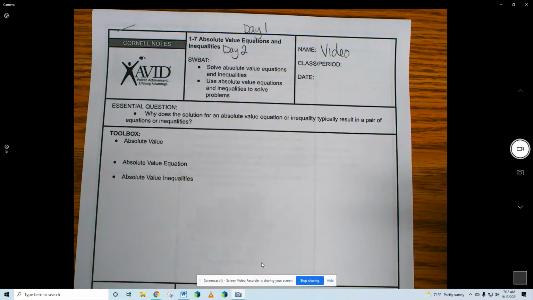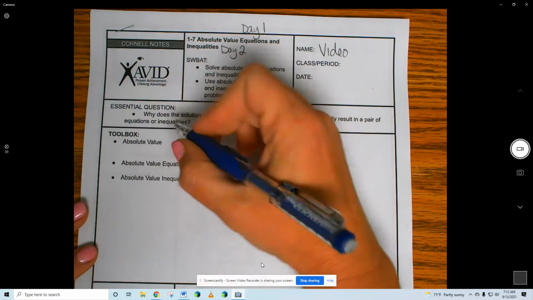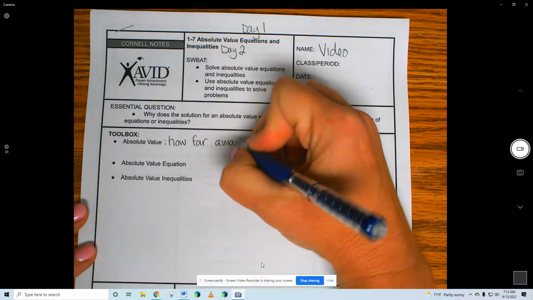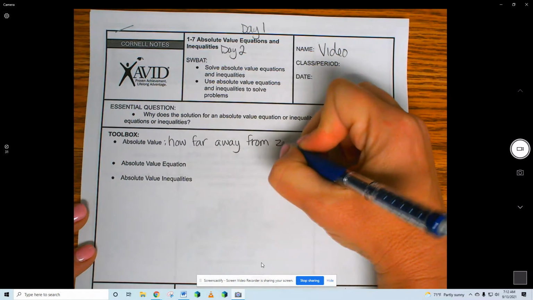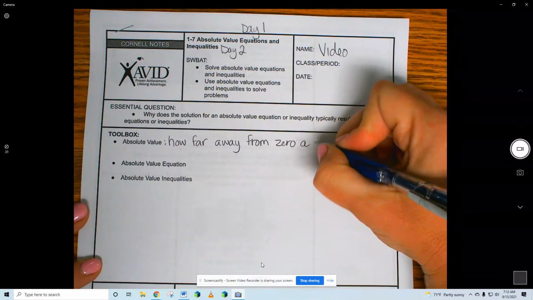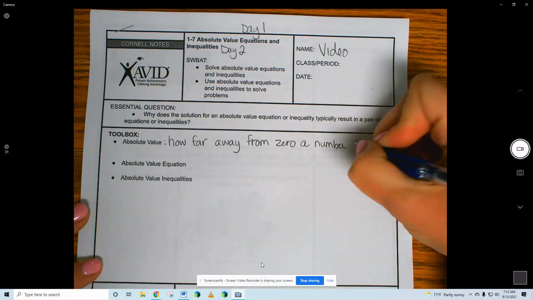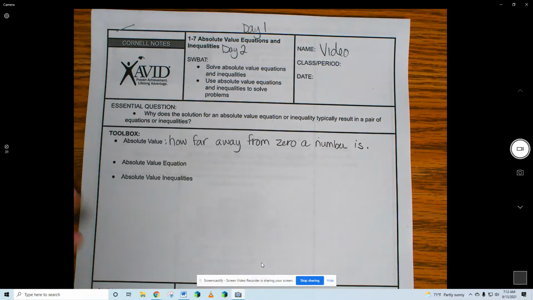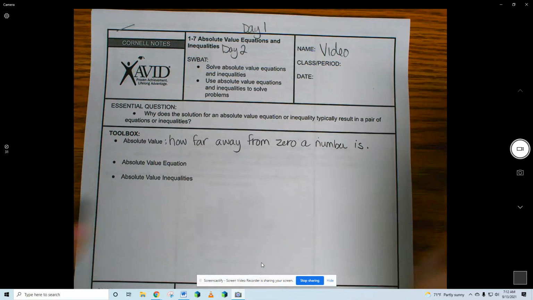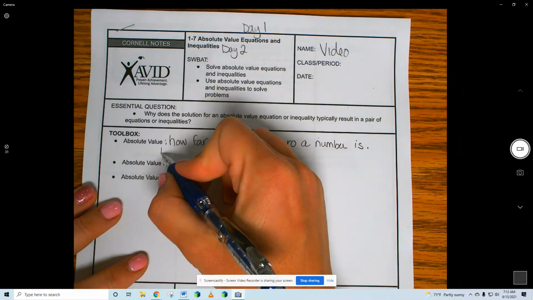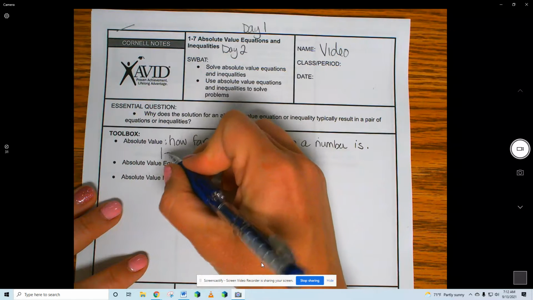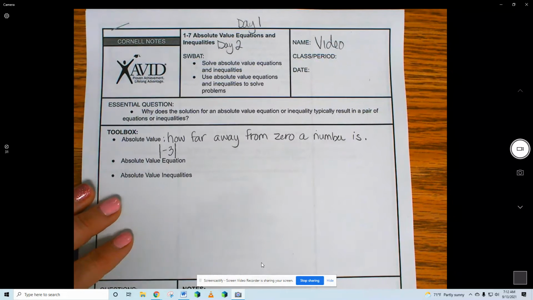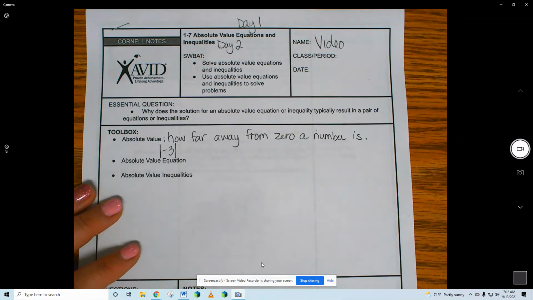Now in algebra, absolute value is how far away from 0 a number is. Absolute values are represented something like this: a straight line up and down, and I'll do the absolute value of -3. This is a grouping symbol. Grouping symbols can be parentheses or brackets. This is an absolute value.